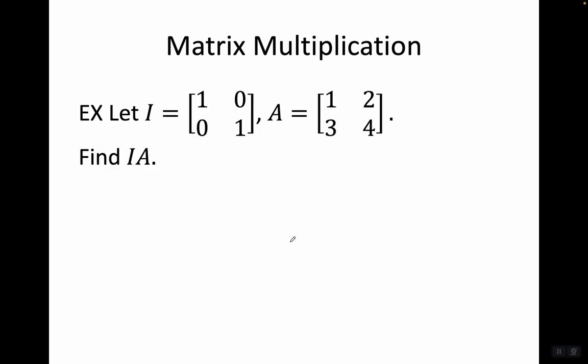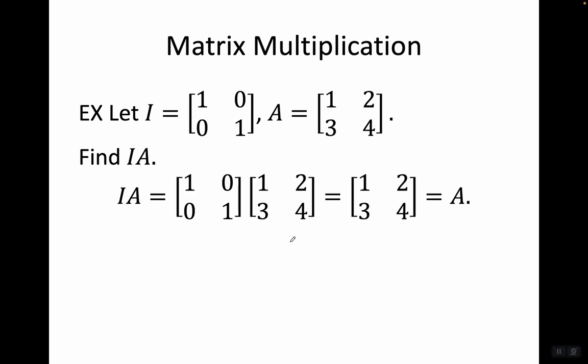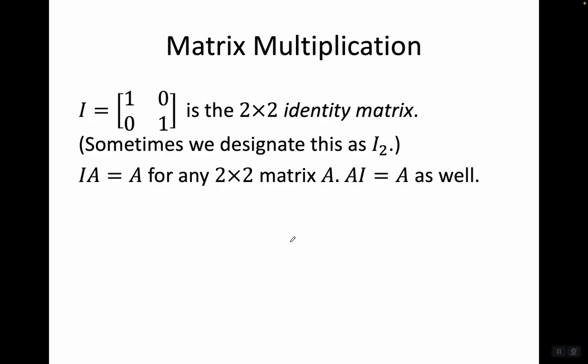Let I equal [1, 0; 0, 1], A equal [1, 2; 3, 4]. Find IA. Works out that [1, 0; 0, 1] times [1, 2; 3, 4] is just [1, 2; 3, 4], in other words, A. In fact, it will always work out that way. I is the 2 by 2 identity matrix. Sometimes, if it's ambiguous, we'll designate that as I2. IA equals A for any 2 by 2 matrix A.